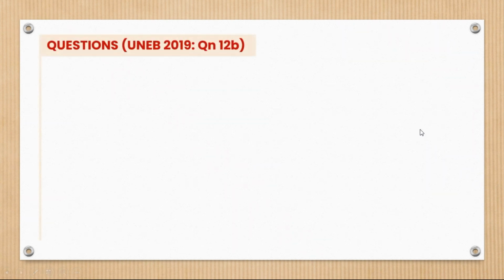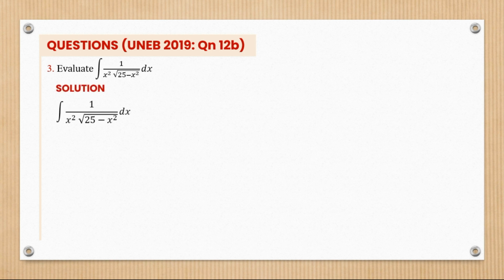Alright, so move to a question from UNEB 2019, and this was question 12b. So this is going to be our number 3. We're being told to evaluate the integral of 1 over x squared root of 25 minus x squared dx. So this is also going to require sine substitution, as you can already see. So let's first see how to arrange this.